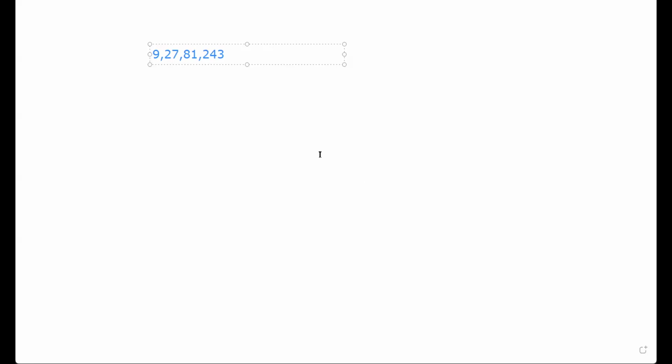Anybody, Akash, you want to say? Geometric. Why? Because it multiplies. Yeah. So there is a common ratio between these, right? Meaning 9, you can multiply by 3, multiply by 3, multiply by 3, and you get 243. So here the common ratio is 3. Okay, it is an increasing sequence.